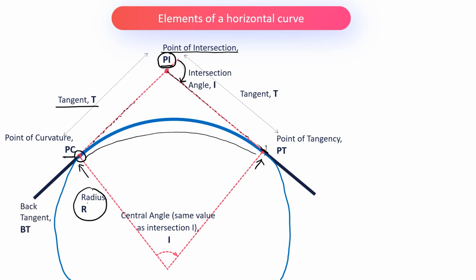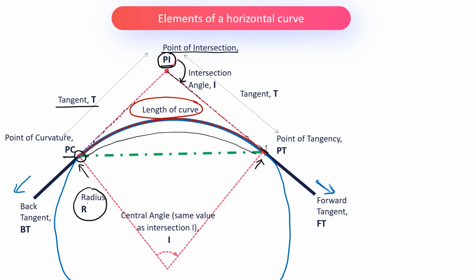And this portion is called the back tangent, and this portion is called the forward tangent. Okay, it's just the direction. And this portion is called the length of the curve. So if you measure the length along this curve path, then it is called the length of the curve. And finally, the horizontal distance connecting the starting point of the curve with the end point of the curve is called the long curve. Okay, so these are the basic elements of the horizontal curve.